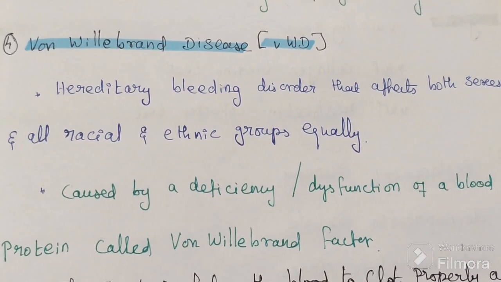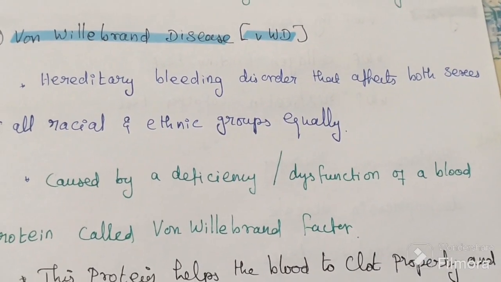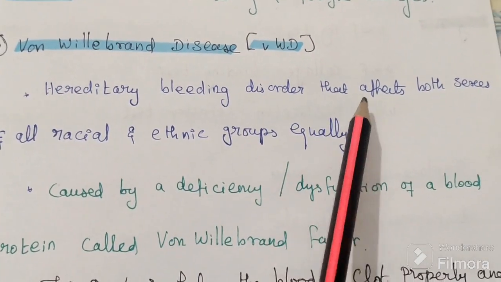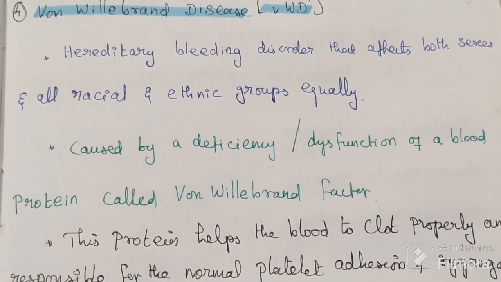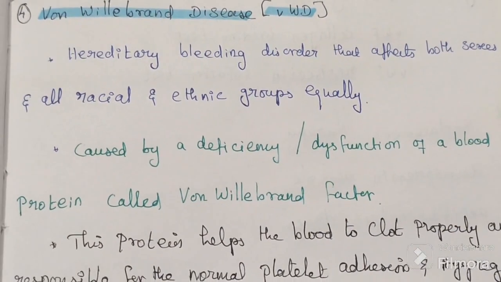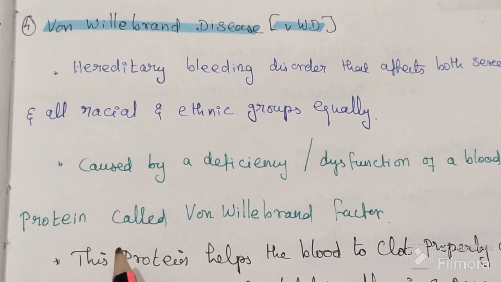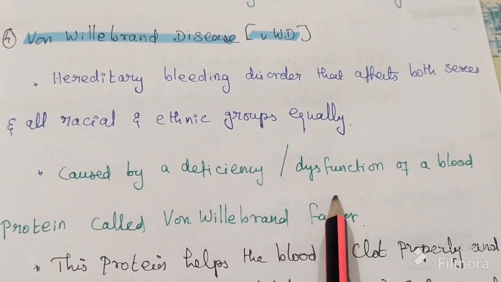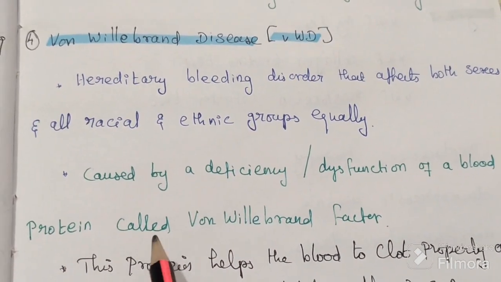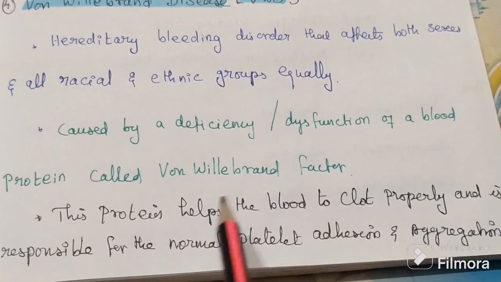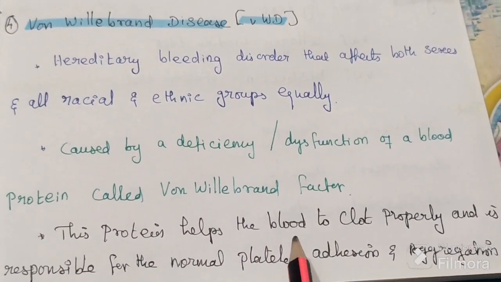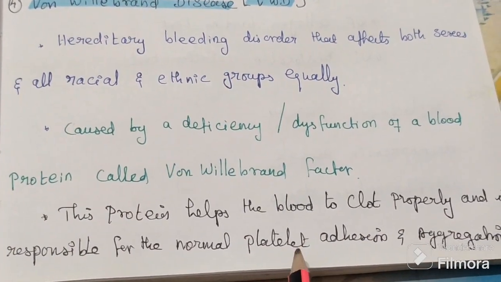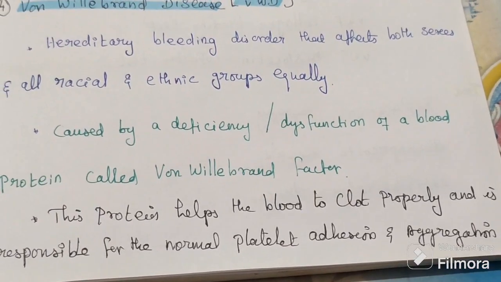Fourth important bleeding disorder is von Willebrand disease. It is a genetic disorder. It is a hereditary bleeding disorder that affects both sexes. It is caused by deficiency or dysfunction of a blood protein called von Willebrand factor. This protein helps the blood to clot properly and is responsible for normal platelet adhesion and aggregation.